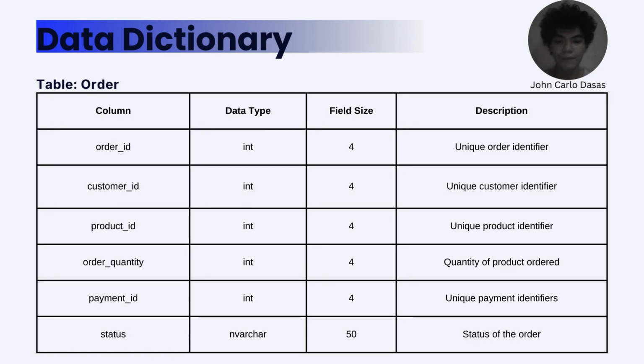And for payment ID, the data type is integer, the field size is 4, and the description of it is unique payment identifier. And for column status, the data type is nvarchar, and the field size is 50, and the description of it is the status of the order.